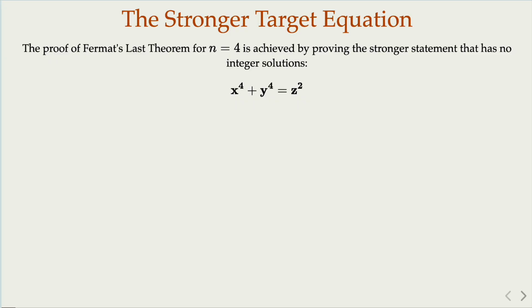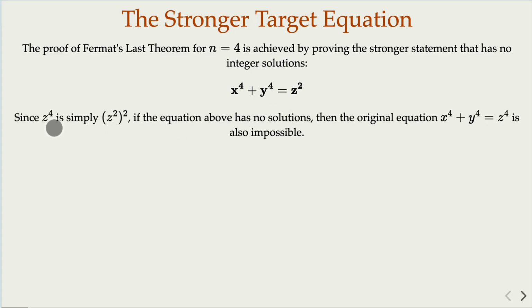So this lecture will start with a quick refresh on how primitive Pythagorean triples are parameterized, and then we'll jump into the full two-part descent argument. Our target is actually the stronger statement that the equation x to the fourth plus y to the fourth equals z squared has no integer solution. Why is that stronger? Because z to the fourth is simply some square squared. Basically, we're trying to prove the stronger statement here. Let's go right into this two-part lecture.